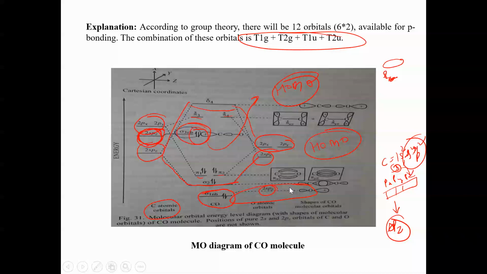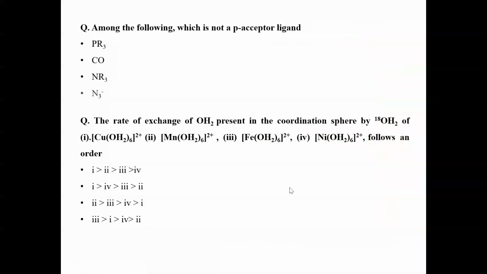Moving forward to the next two problems. The first: among the following, which is not a pi acceptor ligand? That is PR3, where R can be any group, methyl you can put over here; carbonyl, that is the carbon monoxide molecule as a ligand; and NR3, where you can also put a methyl group, that is trimethylphosphine or trimethylamine; and the last one is the azide anion.